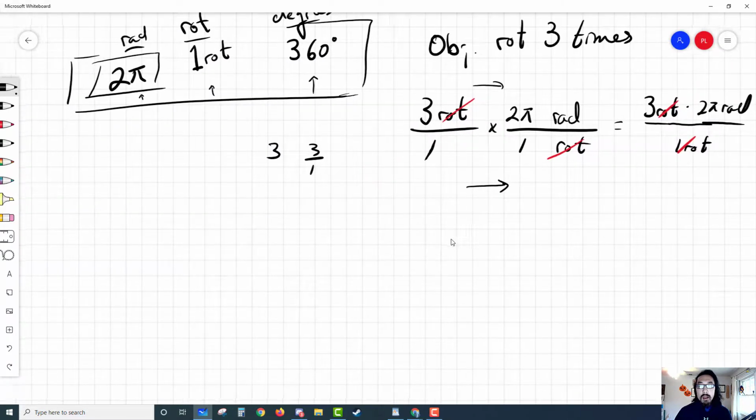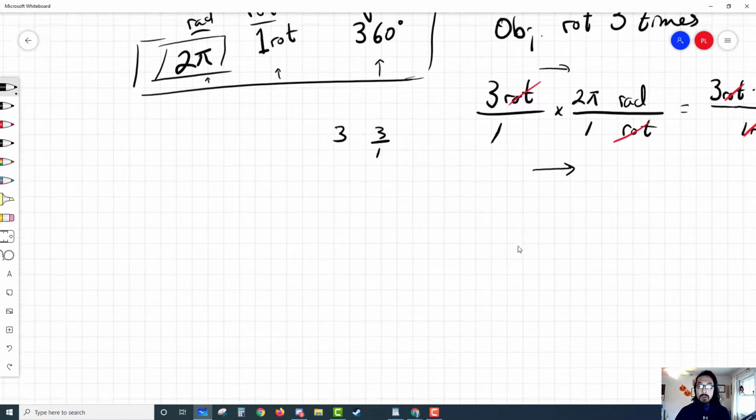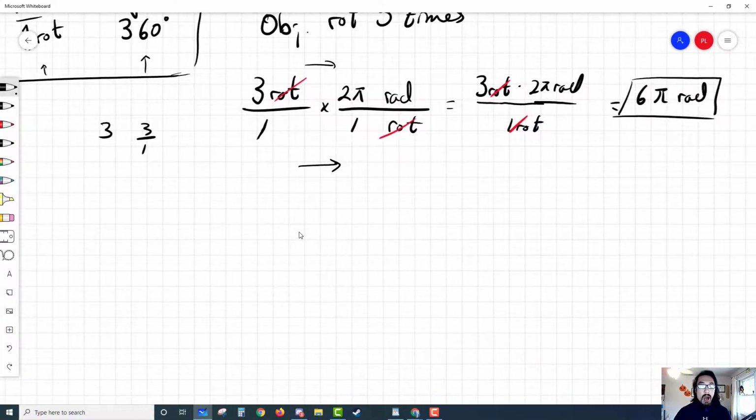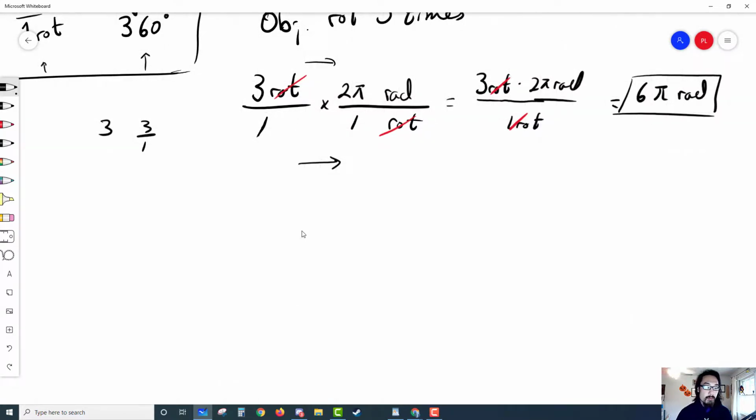Okay, so we can get a little bit more complicated than this. So let's say something very common for old school records is RPM. RPM stands for rotations per minute. So if we have something like 60 RPM, so 60 rotations per 1 minute, and we want to convert that into radians per second, this is how I would approach it.